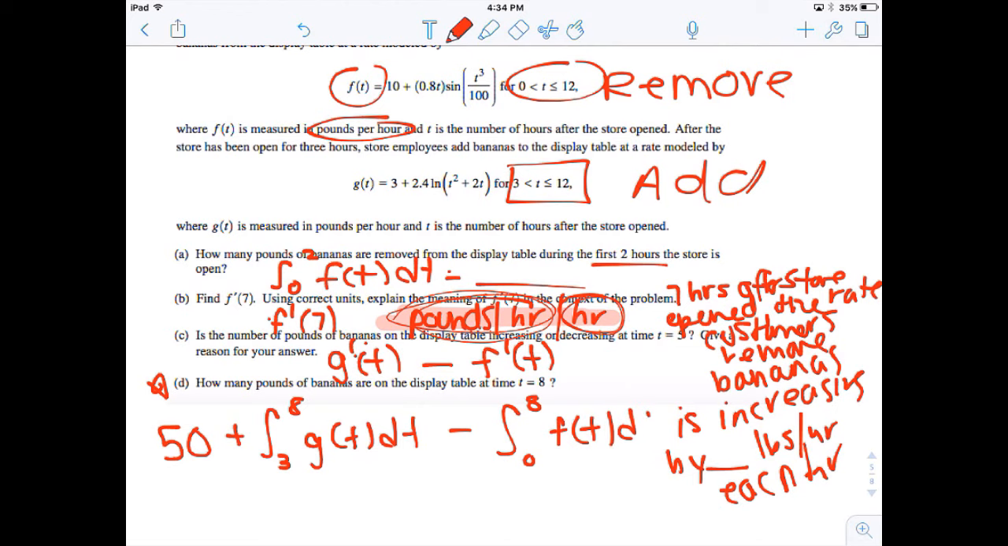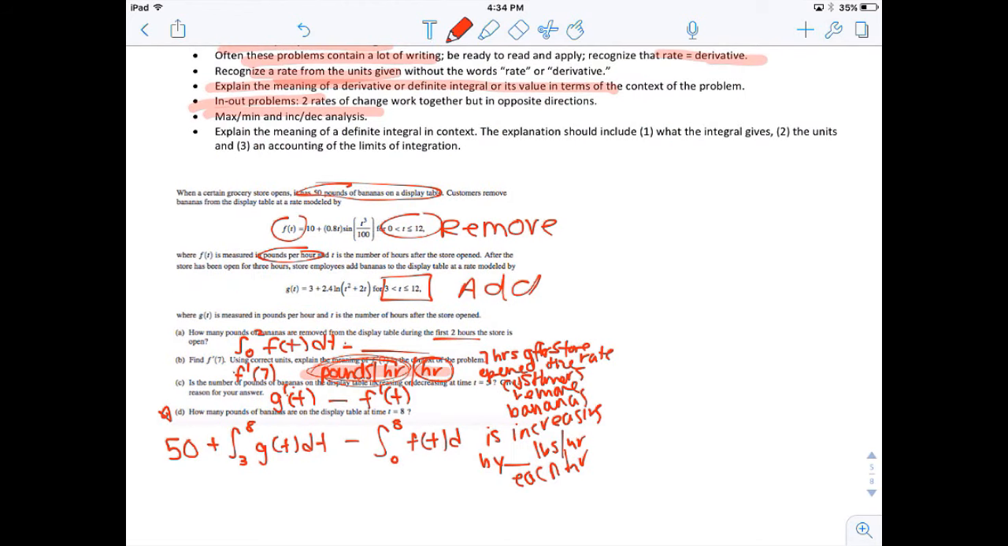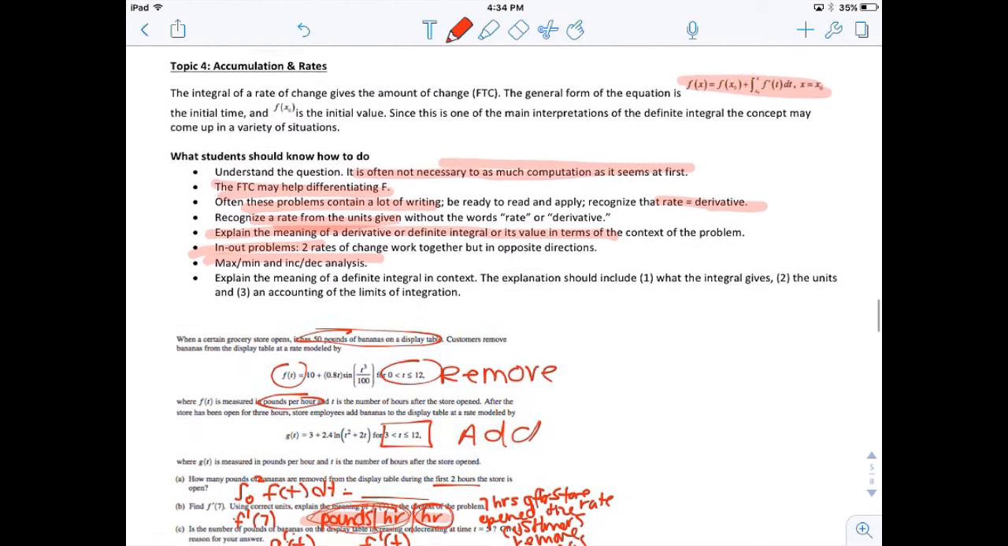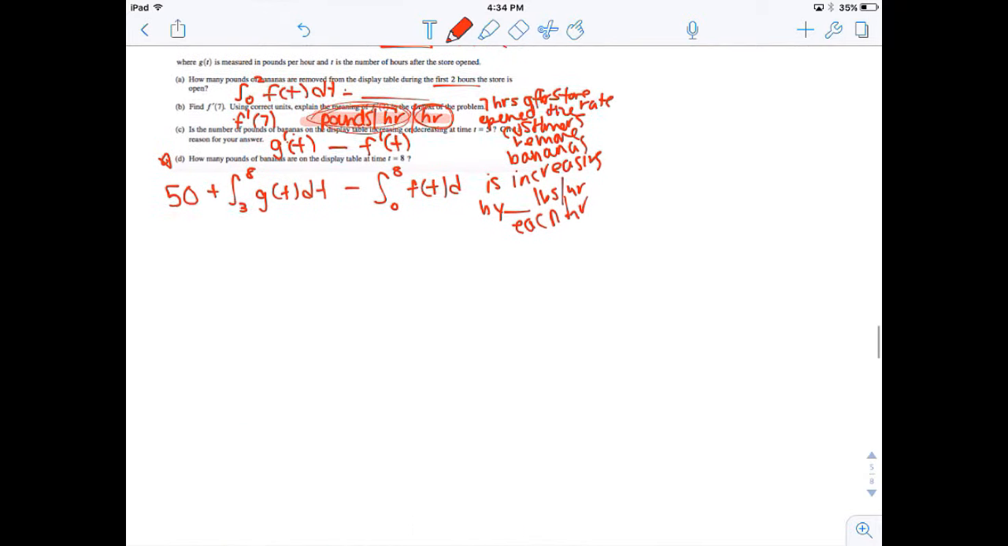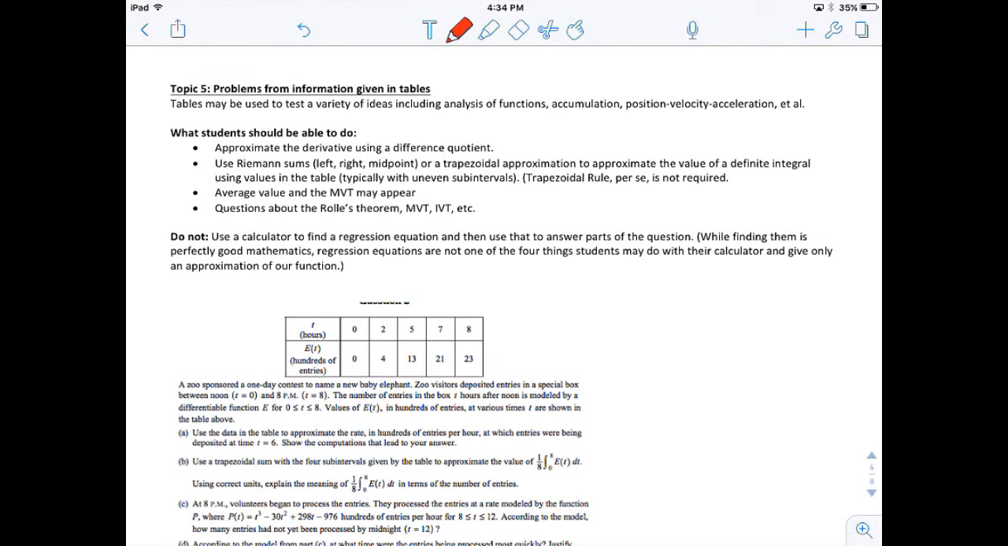Okay, more questions. We've got 2 more quick types left. We're going to breeze through them so you can get on with your thing. Anything? Okay, so topic 5 would be things that are given from tables.